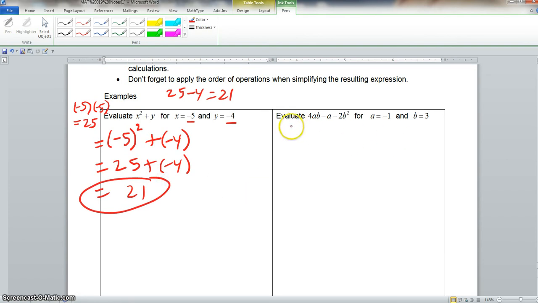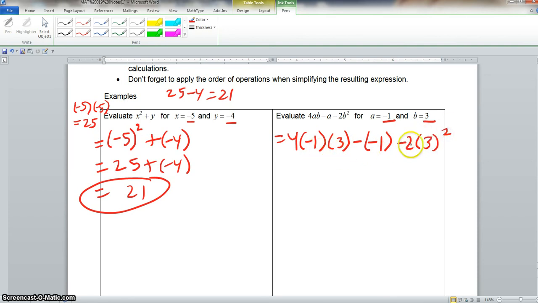Now we go to the next problem. We have 4 times 4ab minus a minus 2b squared. Now we are to substitute -1 for a and +3 for b. So we will go through. We have 4, then parentheses -1, and b would be 3, minus a would be a -1, minus 2 times b is 3, and that's squared.